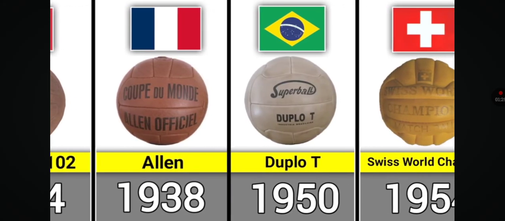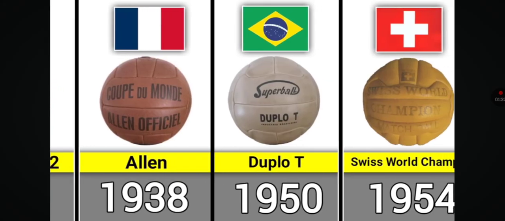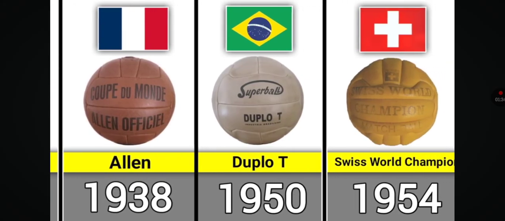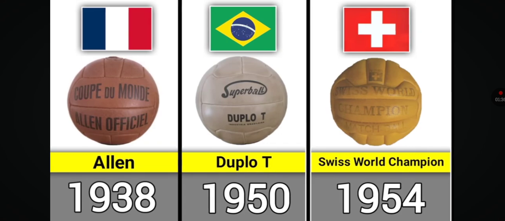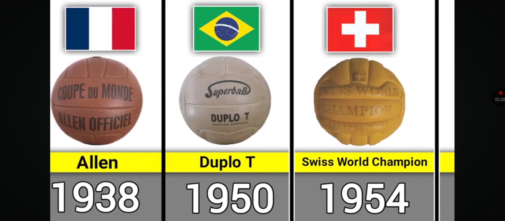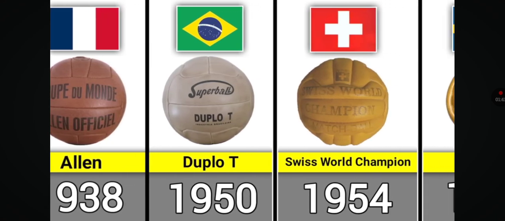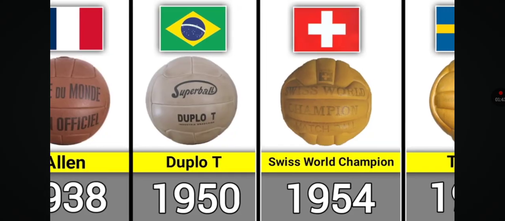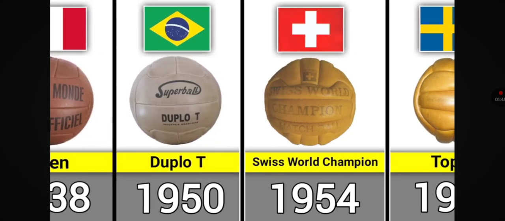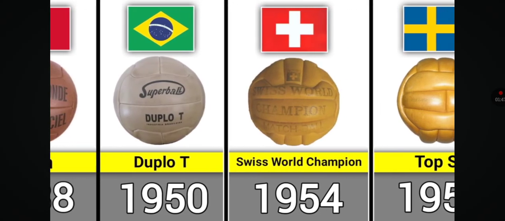1954, Swiss World Champion. The Swiss World Champion introduced better balance and durability. It helped players perform more consistently during matches in Switzerland. Manufacturers were now focusing on performance as well as design. Football was entering a phase where small improvements began to shape big differences.